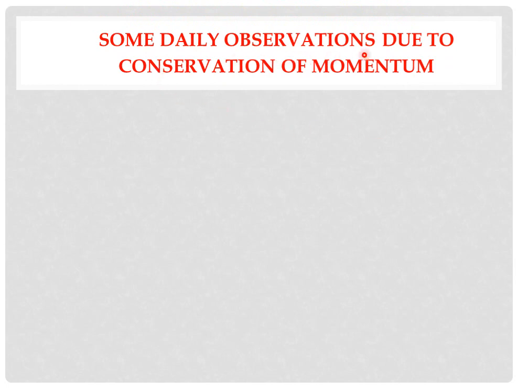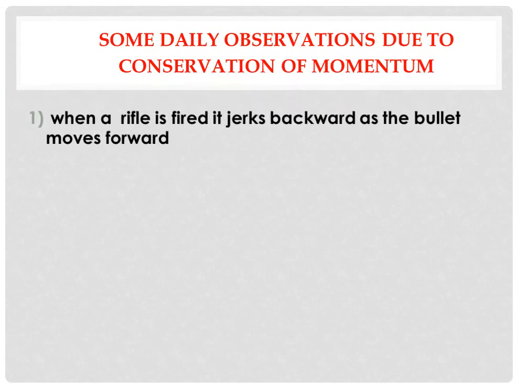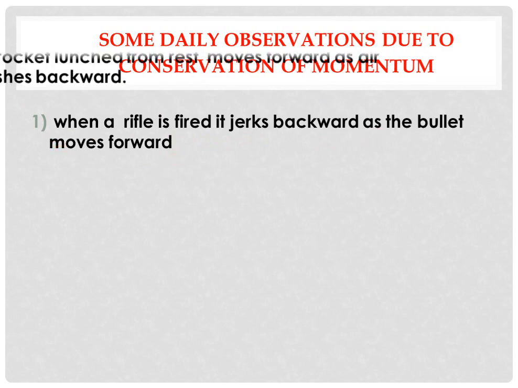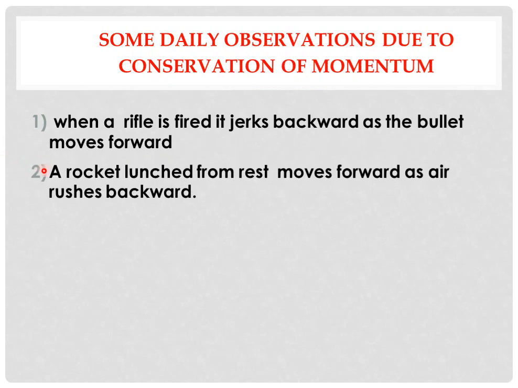Some daily observations due to conservation of momentum. Number one, when a rifle or a gun is fired, it jerks backward as the bullet moves forward. Momentum is conserved. Number two, a rocket launched from rest moves forward as air rushes backward. If you ever observe a rocket as it's launched and is flying forward, the air is rushing backward. Momentum is conserved.